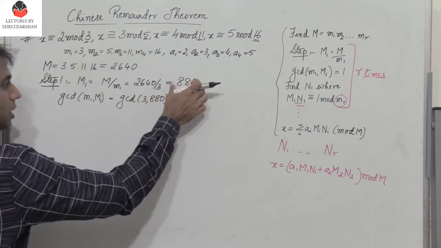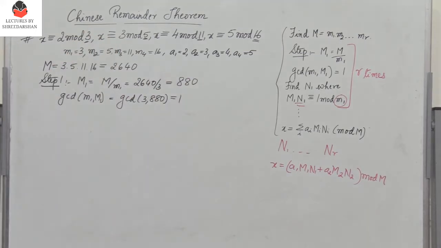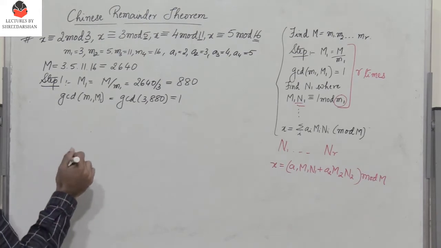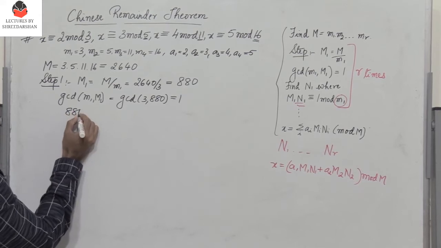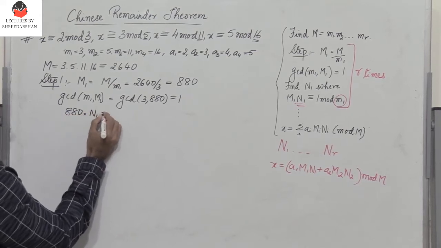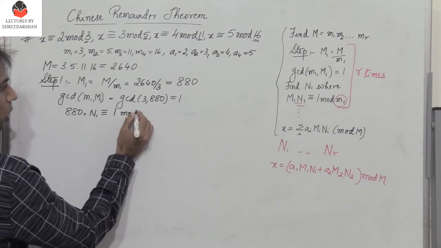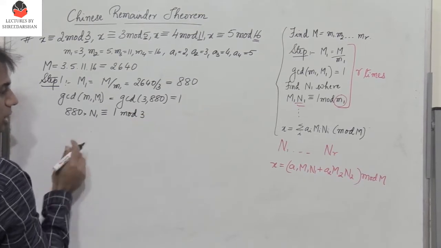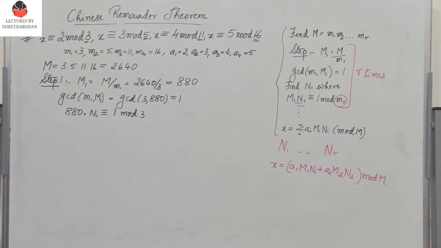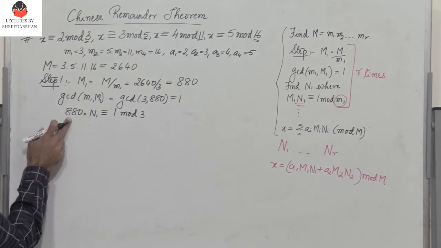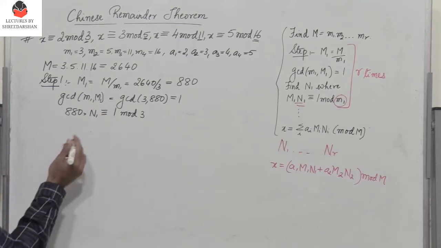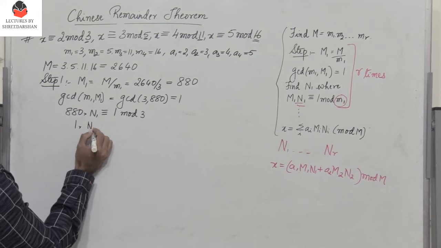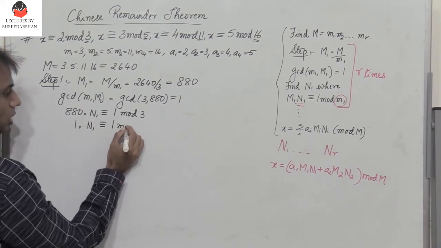So now let me express 880 in mod 3. So what is 880 in mod 3? I have 880 into N1 should be congruent to 1 mod M1, which is 3, right? So I have to express 880 in mod 3. I find that it is nothing but 1. You divide 880 by 3, you get 1 as the remainder. So 1 into N1 is congruent to 1 mod 3.